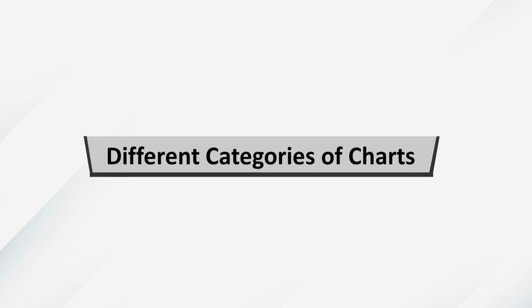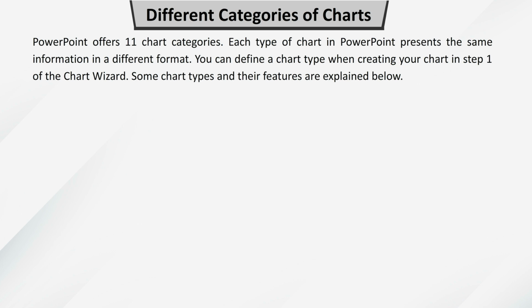Different categories of charts. PowerPoint offers 11 chart categories. Each type of chart in PowerPoint presents the same information in a different format. You can define a chart type when creating your chart in step 1 of the chart wizard. Some chart types and their features are explained below.